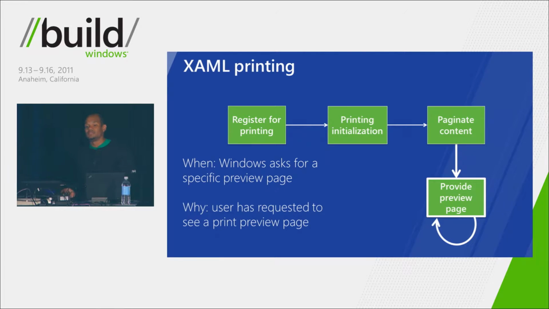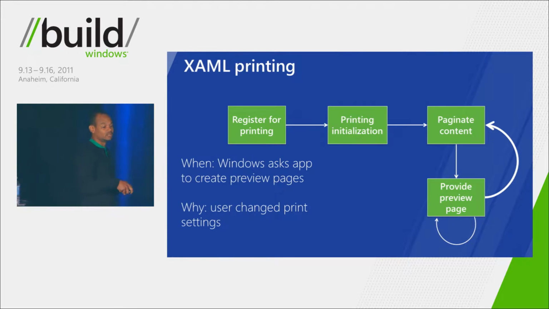After you've paginated your content, Windows calls you back to provide a specific print preview page. This will happen by default when the print manager comes up, because the print manager will show the first print preview page, or it might happen 3 or 4 times in a row if the user clicks next and wants to preview all of the pages. It's also important to note that you may go back to pagination after you've given Windows a couple of preview pages, because the user may preview the first 5 pages and decide that they'd rather do landscape instead of portrait. So you'll go back to pagination, and Windows will tell you how the settings have changed and give you a chance to repaginate your content.